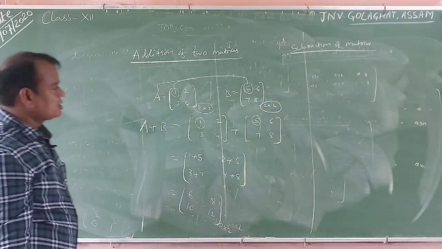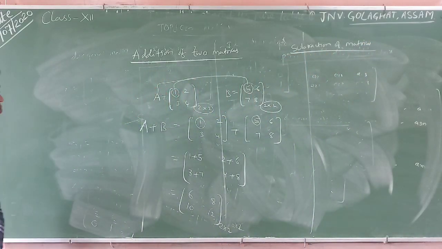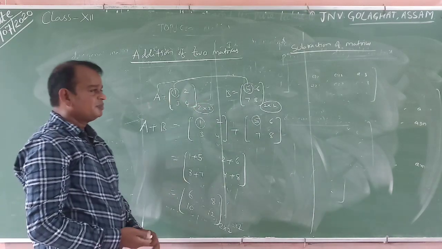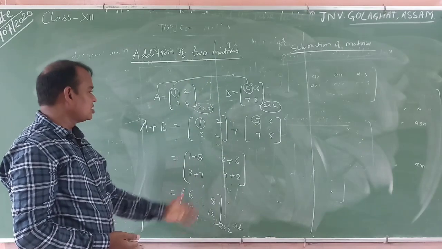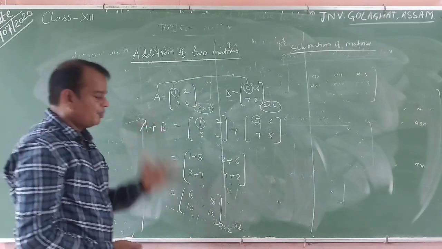The same process applies for the subtraction of two matrices. The two matrices must have the same order. Now we can subtract the corresponding elements. The resulting matrix has the same order.